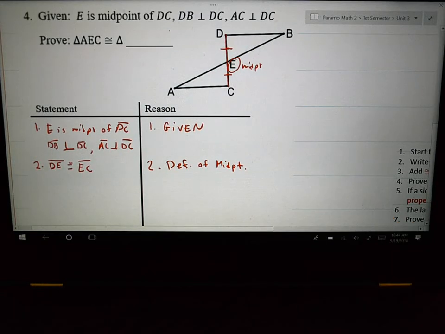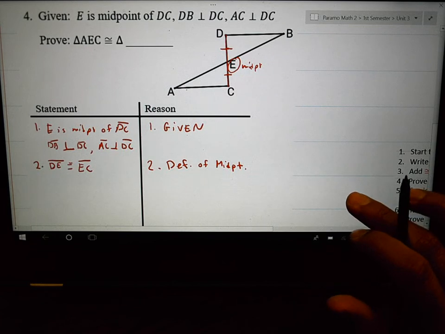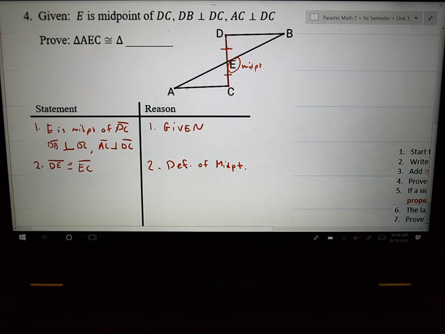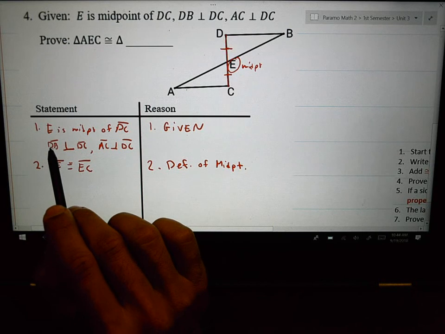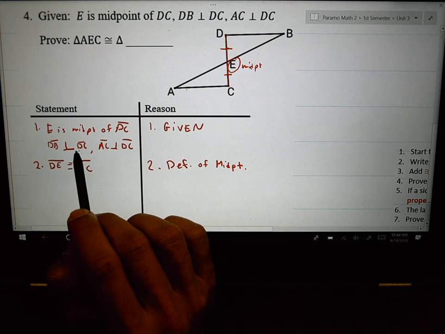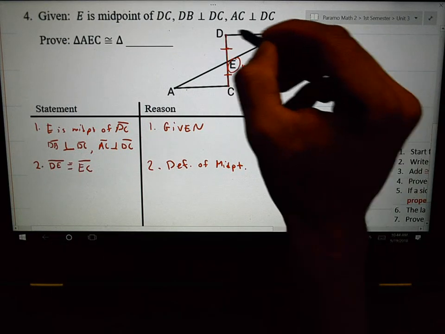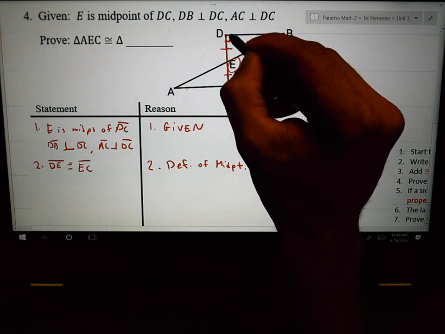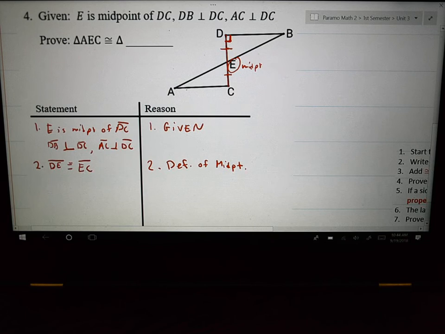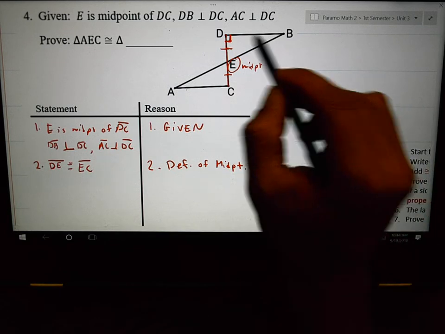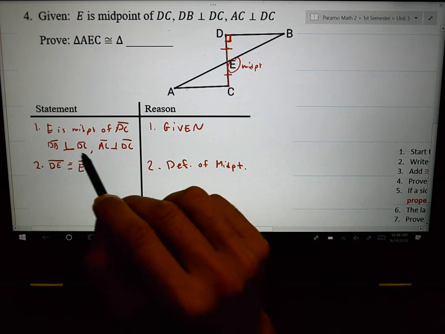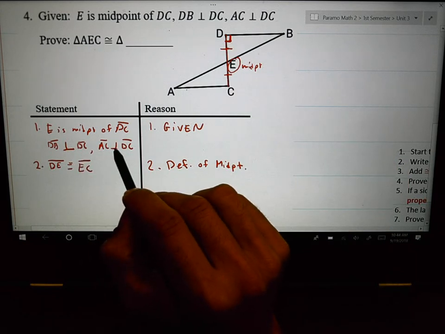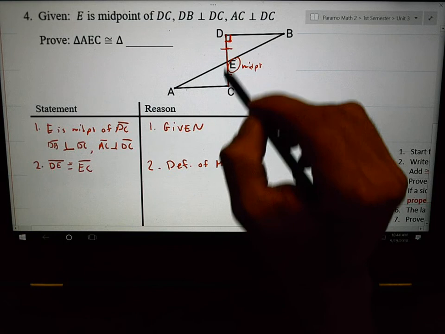Okay, so I have that. What else could I do? I'm not sure yet. Let's use what else is given. DB is perpendicular to DC. What does that mean? That means that this angle here is a right angle. I can put a little right angle symbol right there because it's perpendicular. And the second thing is that AC is perpendicular to DC.